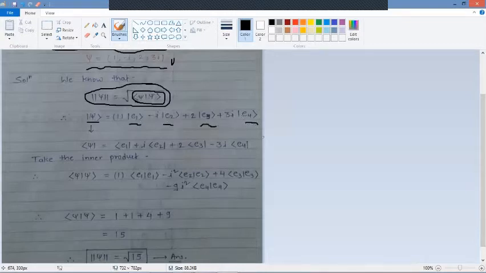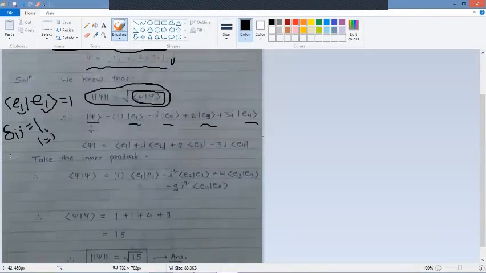These are the bases. If this is a basis, then we know very well that the inner product of e1 with e1 is equal to 1, which is based on the Kronecker delta property. You know very well what the Kronecker delta is: delta ij is equal to 1 if i and j are equal.